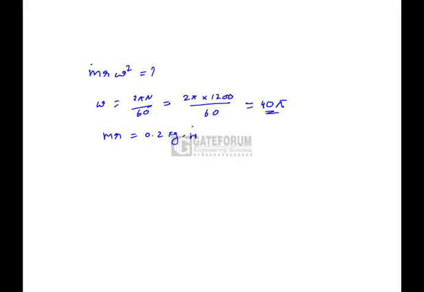So the total unbalanced force that would have been transmitted to the casing is equal to m r omega square, that is (40 pi) square into 0.2, which is equal to 3158 newton. So here the right answer is 3158 newton, and in the options the correct option is C, the right answer.